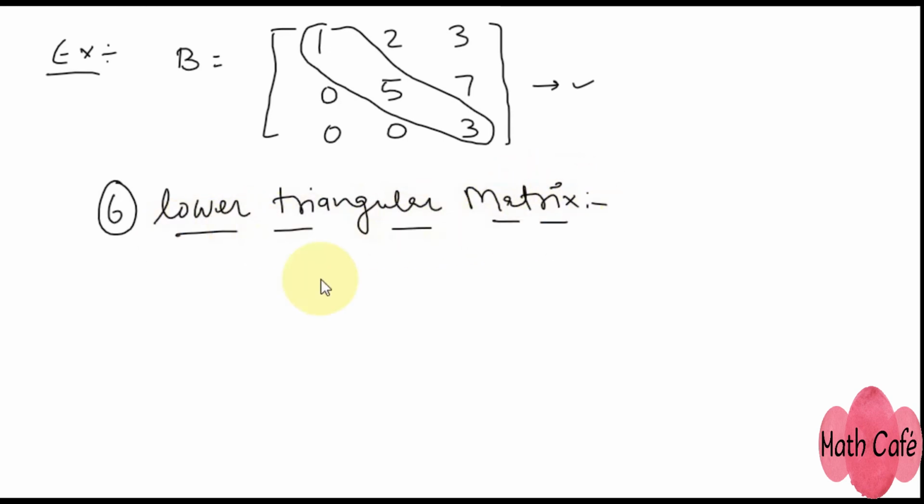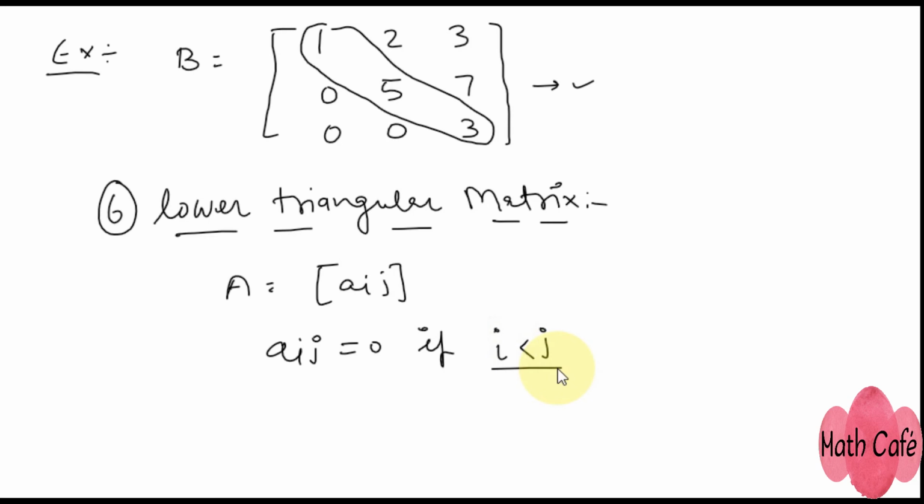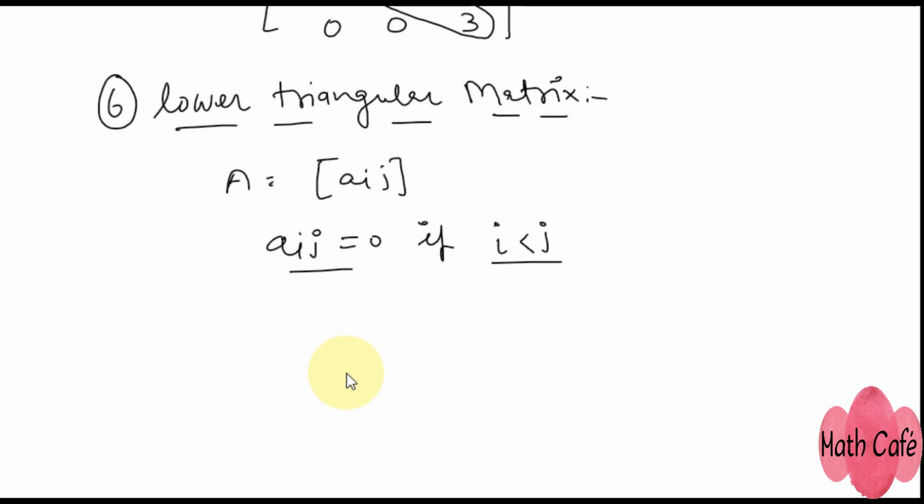If any matrix A is represented by Aij, all the elements Aij would be 0 if I put a condition that i is less than j. For i less than j, all the elements Aij would be 0. This kind of matrix would be called a lower triangular matrix.